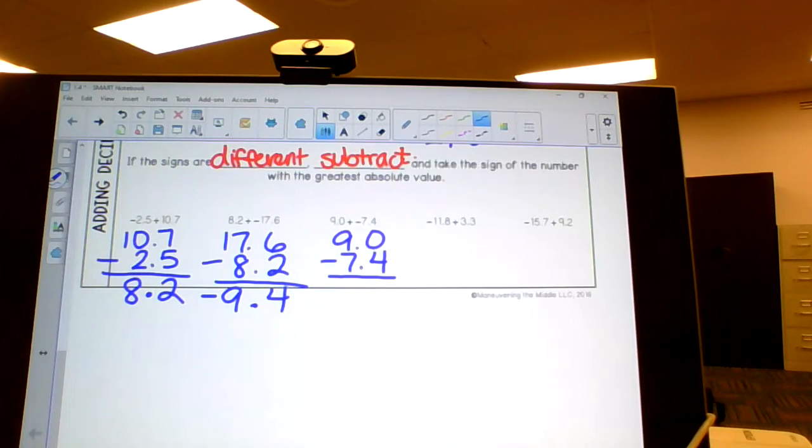So not all of them are going to be as easy as those first two. You're going to have to borrow some. So this 9, I'm going to mark it out. It's going to become an 8. And the 0 is going to become a 10. I borrow. So 10 minus 4 is 6. Drop down my decimal. And 8 minus 7 is 1. And which one of these is bigger? The 9 is positive 9, so my answer is positive 1.6. Alright, you all try those next two on your own.